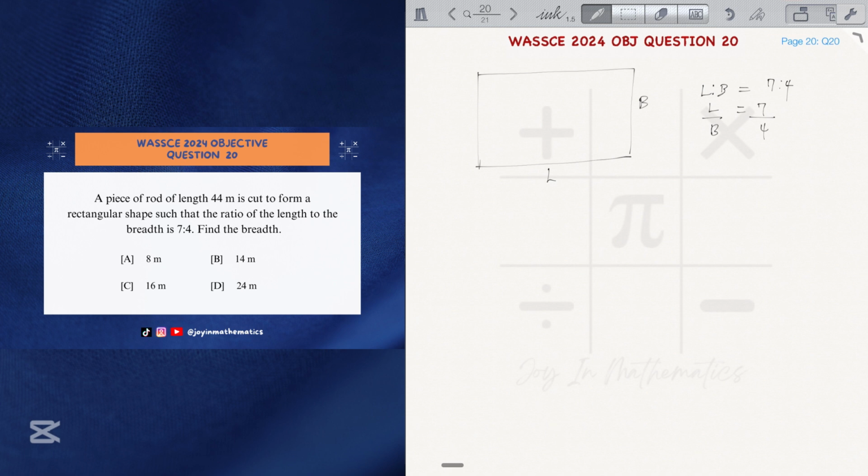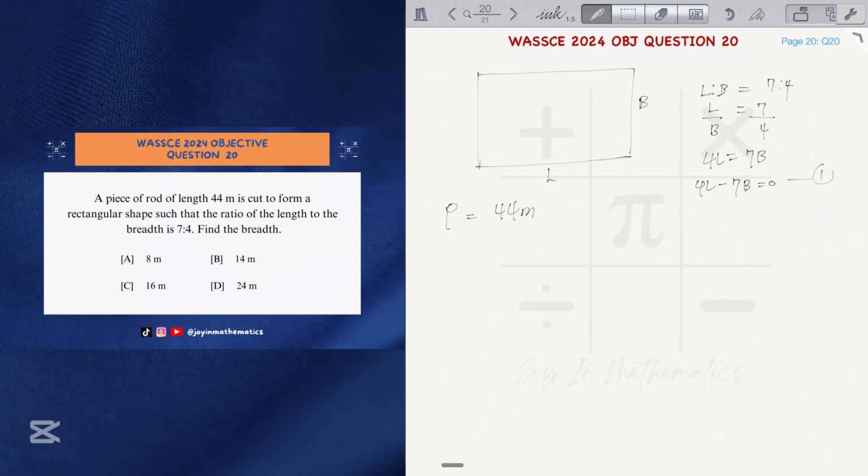Then cross multiply, we have 4L is equal to 7B. We can call this equation 1. Or just say further, that's 4L minus 7B is equal to 0, which is equation 1. Now, the question says a piece of rod of length 44 meters. So the length of the rod is the perimeter of the rectangle, which is equal to 44 meters.